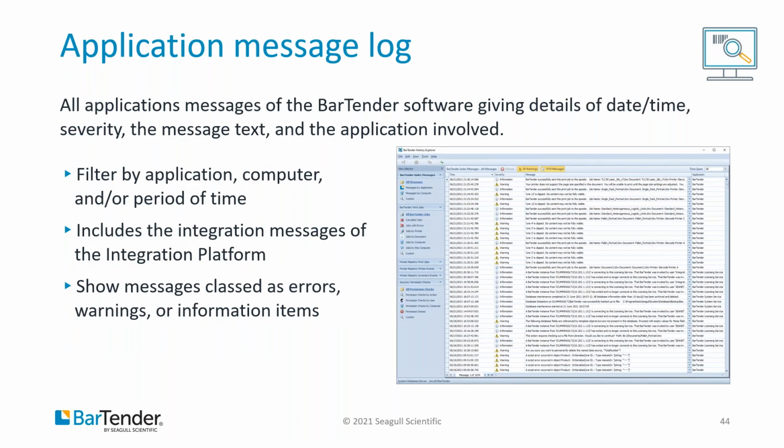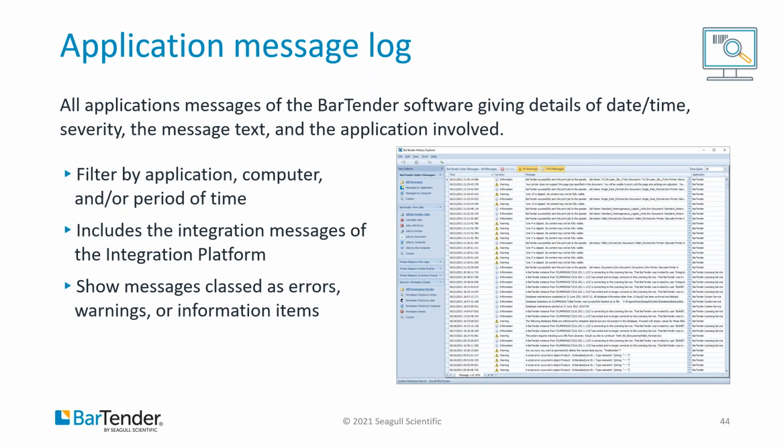Application messages. Again, this can be viewed in the History Explorer, and you can view all the various types of application messages that were generated by the various parts of the BarTender software, be that BarTender itself, system database, the licensing service, etc. And you can filter this list of messages by application, by computer, by period of time to find just the information that you need.